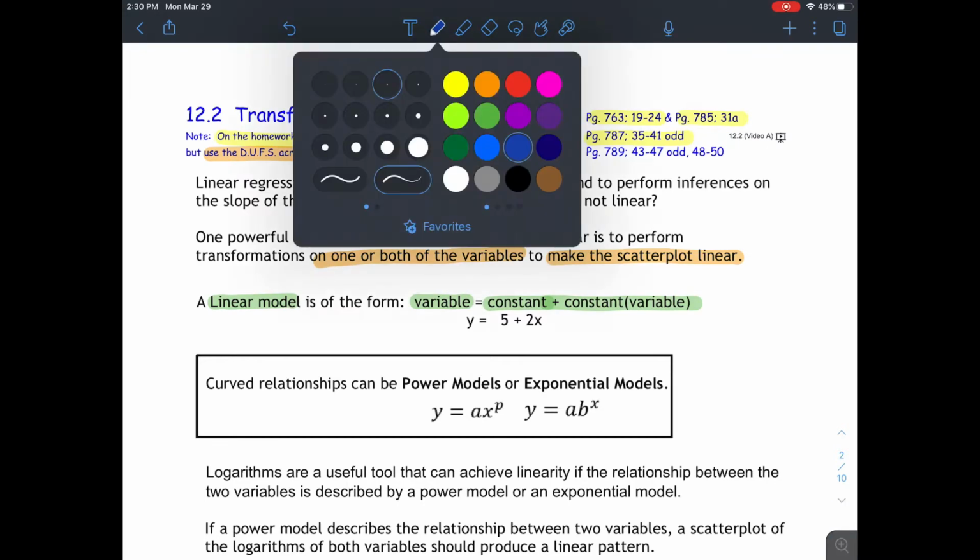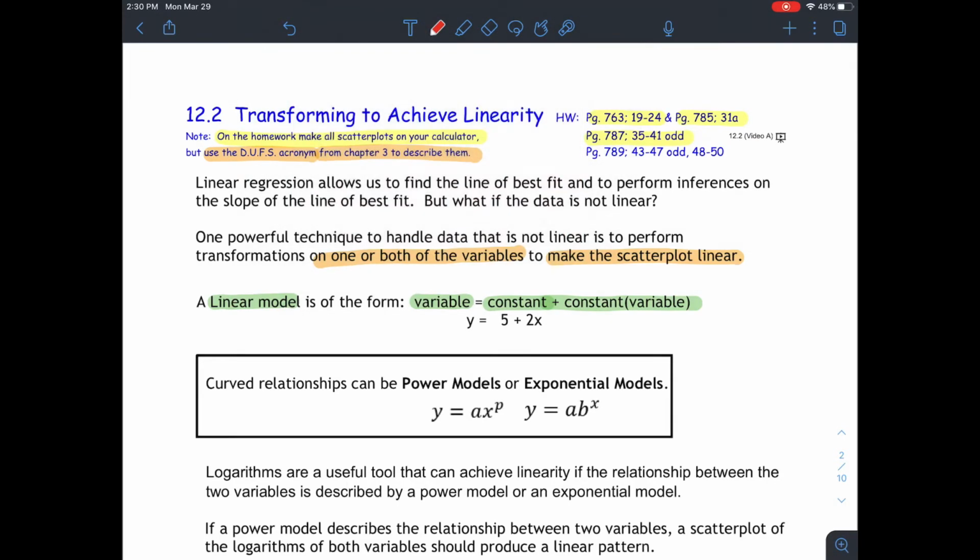Now, I want to break that down for you real quick, because I know that we are most used to thinking of a linear model in the form, at least in stats, where we use the a as our y-intercept, and we've been using the b as our slope. So variable, this would be what we call in stats our response variable. That's our y. Our y variable is our response variable.